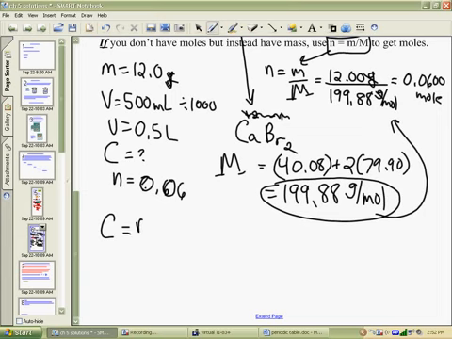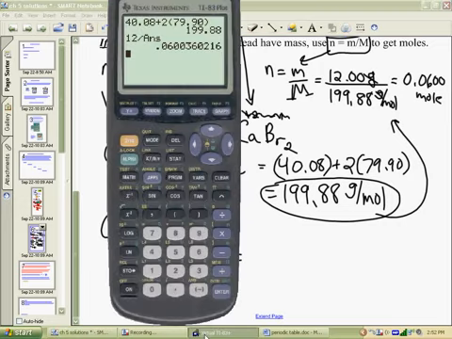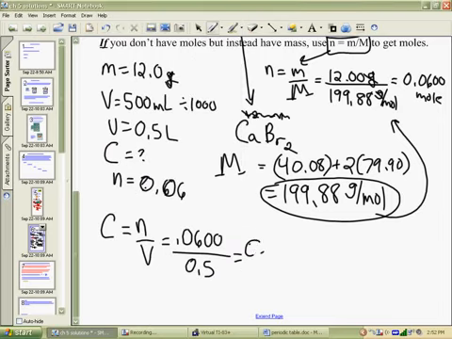So we take our 0.0600 and divide by our volume of 0.5. This seems like a fairly easy calculation, but let's put the numbers on our calculator and see if anything magical happens. Divide by 0.5 gives us 0.12, and those other digits didn't quite matter here. So we just have 0.12 moles per liter. And we have now calculated the molarity.